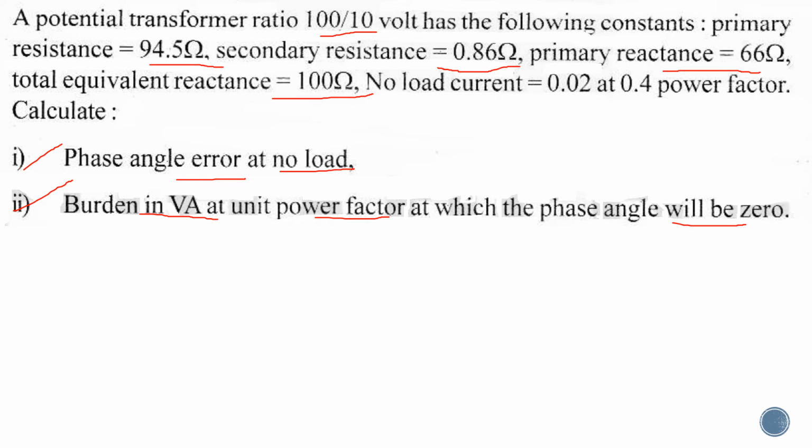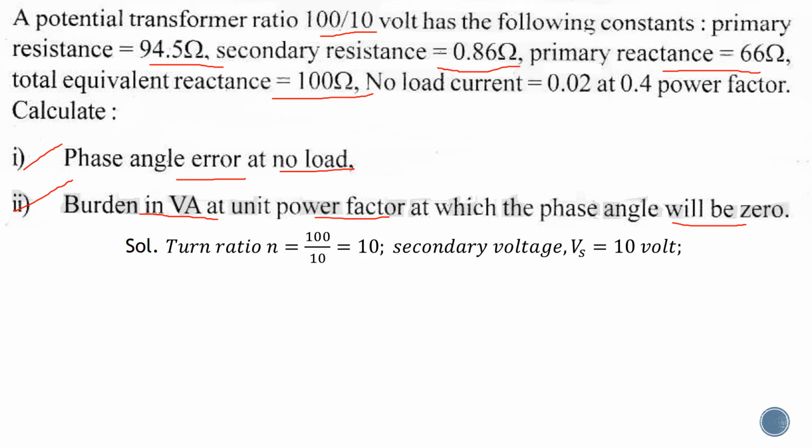To solve the question, we will first write the things which are given to us. We are provided with the turn ratio 100 by 10. As you can see here, the transformation ratio is given, so the turn ratio comes out to be 10. In the same way, the secondary voltage is 10 volt. Here it is mentioned 100 by 10.